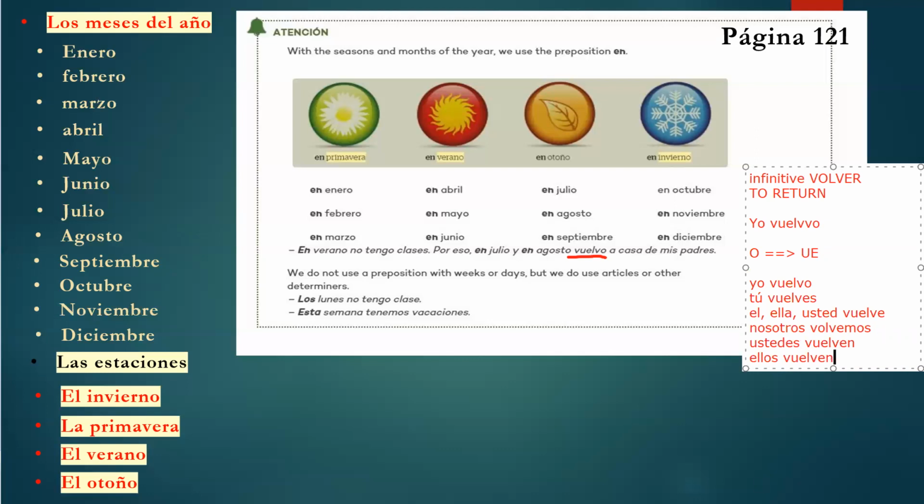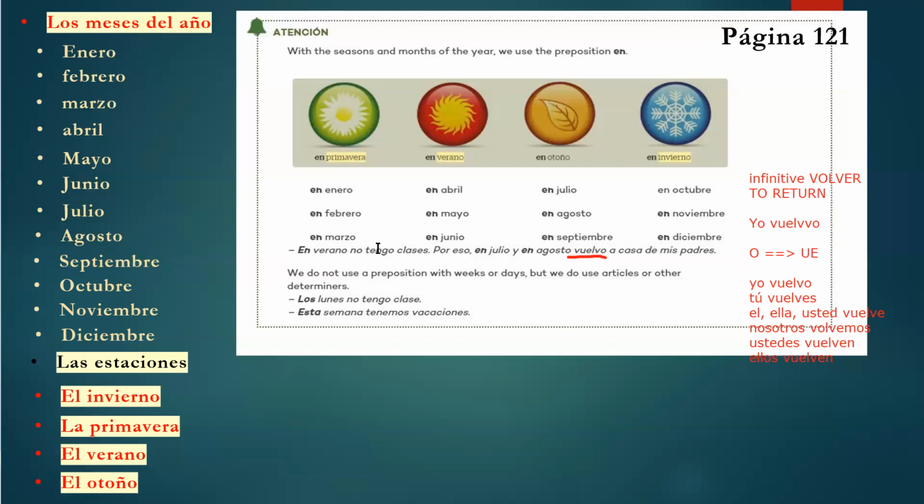Okay, so again, we're learning here again the seasons of the year. Again, primavera, verano, otoño, invierno. And then some expressions here. So en verano no tengo clases. In summer, I don't have any classes. We have already seen this verb here before. So, por eso, en julio, that is why in July and August, vuelvo, I return to the house of my parents. Okay.